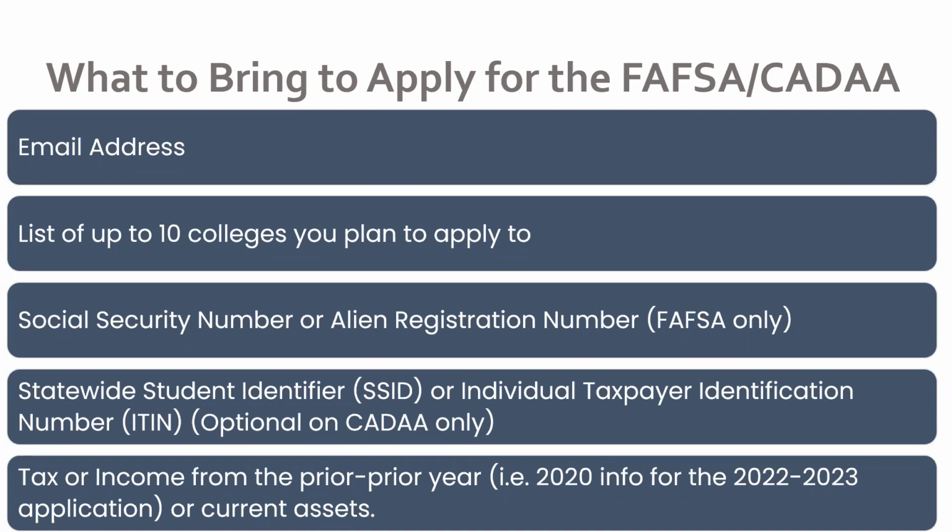And then for those filling out the California DREAM Act application, they might be asked about their current assets, like how much money is in their checking or savings. So just have students come prepared about any income they earned or received in 2020, and be aware of any current assets they have as well.